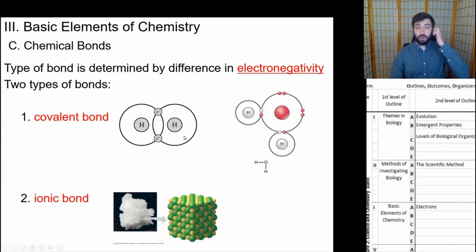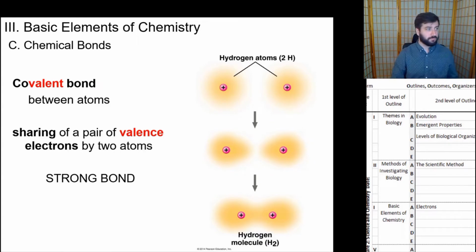And think of covalent bonds as bonds between atoms that share a pair of valence electrons. And it's quite strong. You can think of them as sharing these two electrons between their outer valence shells. These are typically pretty strong bonds. Hydrogen gas, for example, is bound by a covalent bond, as is oxygen gas, O2.